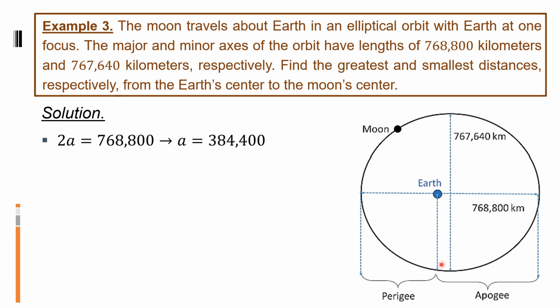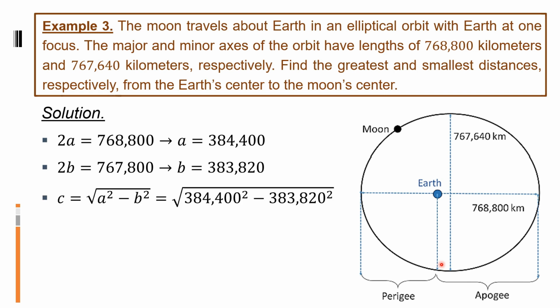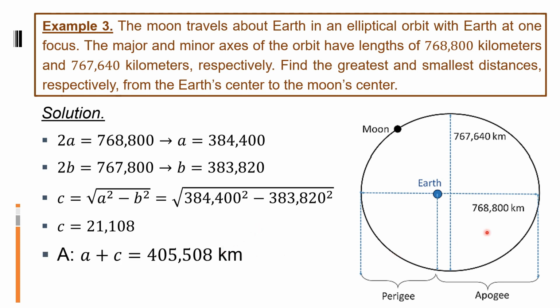Okay? For the minor axis, 2B is equal to 767,800, which implies that B is equal to 383,820. Now, to get the C is equal to the square root of A squared minus B squared, or that is equal to 21,108. Our apogee is equal to, diba, center to focus is C, center to vertex is A, so that is A plus C, or that is 405,508 kilometers. That is the greatest distance of Earth to the Moon.